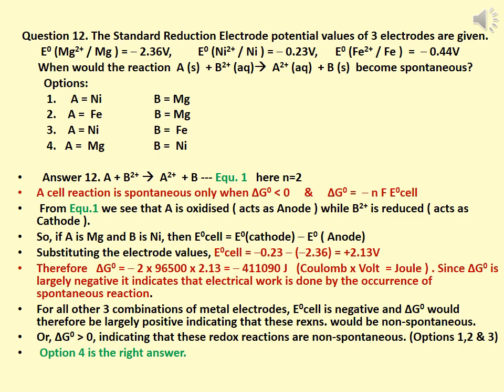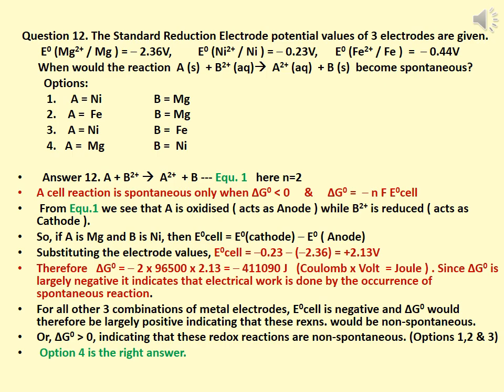So, four options are given. A metal and B metal are given. You need to choose the correct metal as A and the ions as B, so that this cell reaction, A solid plus B2+ aqueous giving A2+ aqueous plus B solid, becomes spontaneous. That means we need to go by E naught cell value.